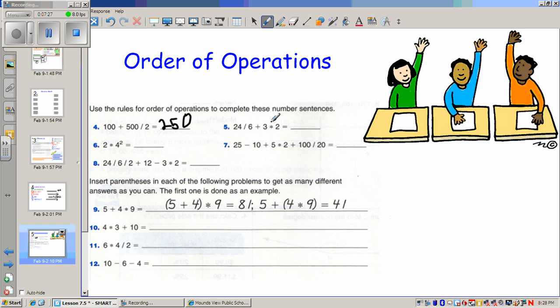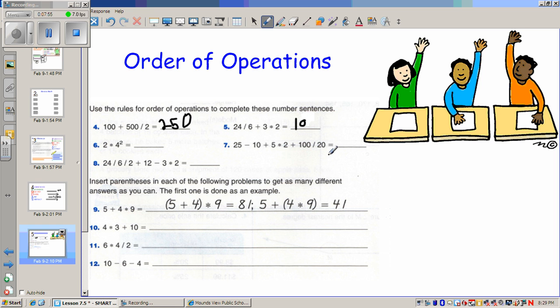All right, so let's try this one together. 24 divided by 6 plus 3 times 2. Again, no parentheses, no exponents. So I'm going to divide and multiply first. Again, because it's going from left to right, I'm going to divide first. So 24 divided by 6 is 4, plus 3 times 2. 3 times 2 is 6. So I have 4 plus 6, which equals 10. Hopefully you followed me on that as well.